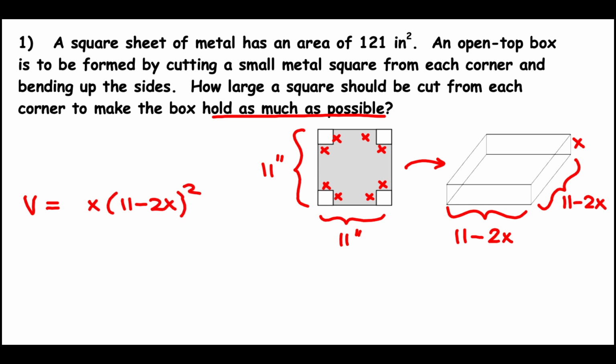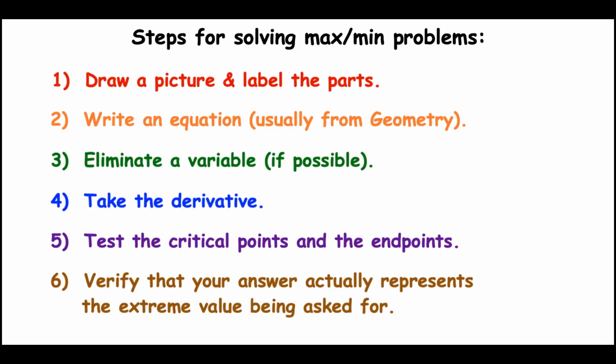All right, let's see how we're doing so far. Let's go back to our rules of the game. Step 1, draw a picture, label the parts. We did that. Write an equation from geometry. We use length times width times height. Eliminate a variable. It wasn't even necessary. You only have one variable, that's X. So it's time for step 4, the blue step. We're going to take a derivative using some calc.